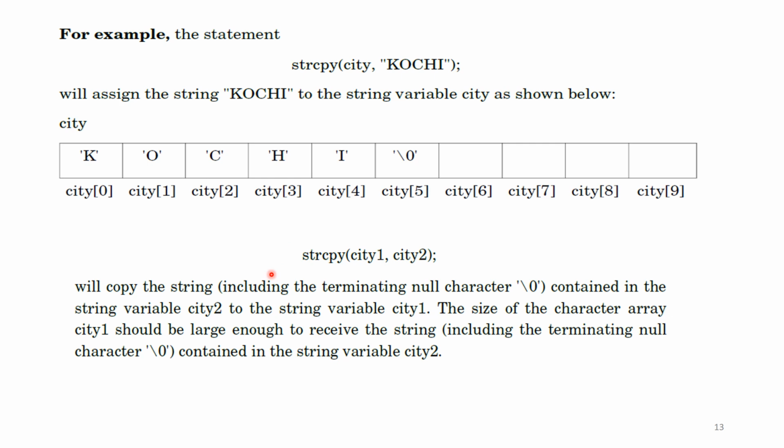Next consider another statement, STRCPY city 1 comma city 2 then a semicolon. This will copy the string including the terminating null character contained in string variable city 2 to the string variable city 1. City 2 is source and city 1 is destination. Please note, the size of the character array city 1 should be large enough to receive the string contained in the string variable city 2.